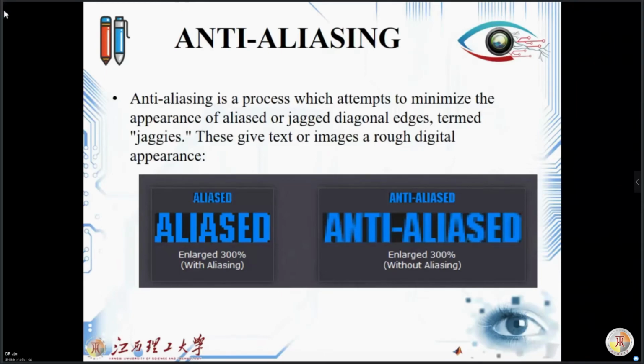As we said, one of the problems was aliasing. Anti-aliasing is the process that attempts to minimize the appearance of aliased or jagged diagonal edges, termed jaggies, which give text or images a digital appearance. See here some alias and anti-alias work I have done with a 300% enlargement by interpolation. Then you will see some shading on the anti-aliased one and the aliased one after it happened.